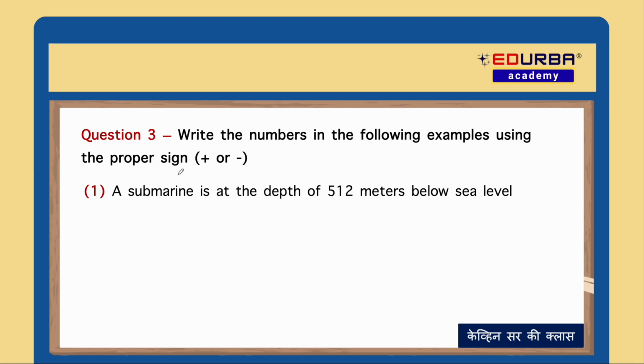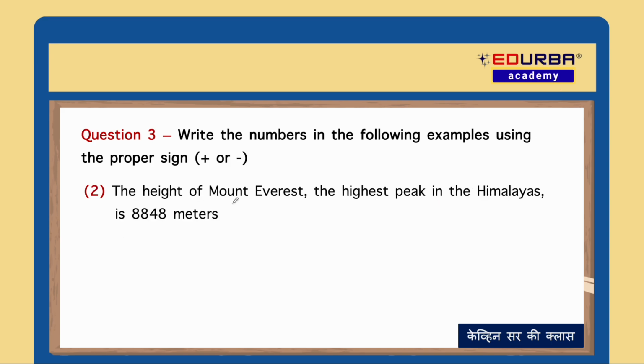In question number 3, we have to write the numbers in the following examples using proper signs. So we have been given a sentence here. We have to understand that, and we have to use the proper sign. So here, a submarine is at a depth of 512 meters below sea level. Now we understand that sea level is 0, and any measurement below sea level is going to be minus. So I can show it as -512 meters.